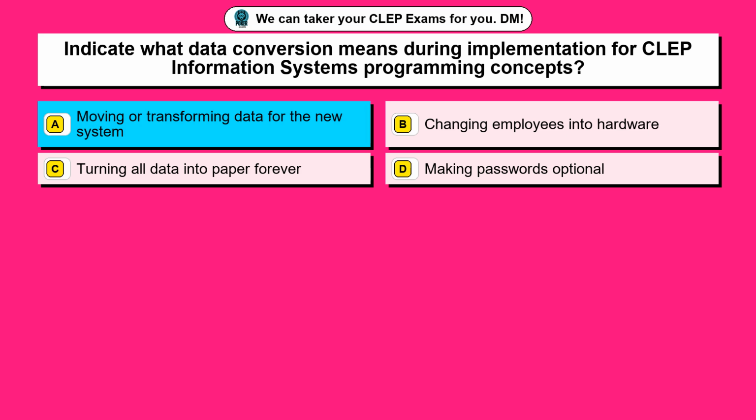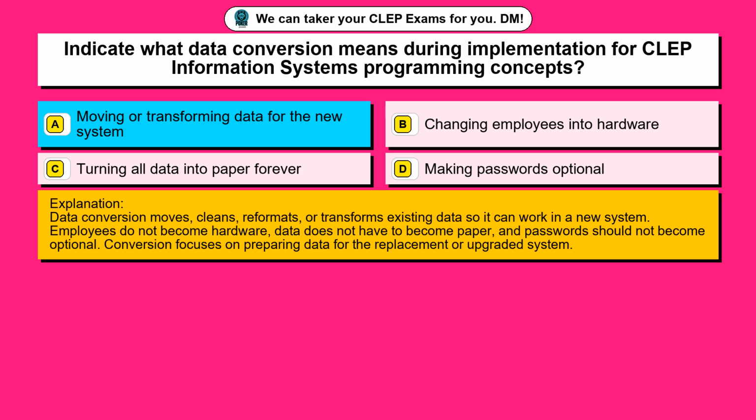Moving or transforming data for the new system. Data conversion moves, cleans, reformats, or transforms existing data so it can work in a new system. Employees do not become hardware, data does not have to become paper, and passwords should not become optional. Conversion focuses on preparing data for the replacement or upgraded system.